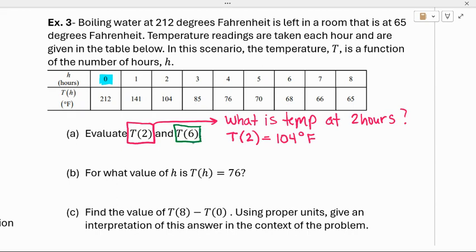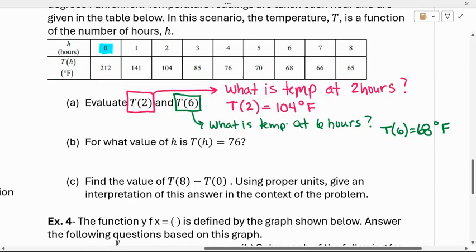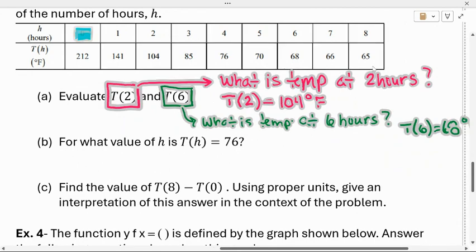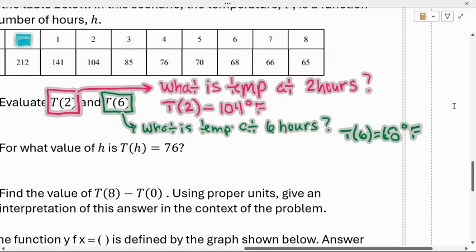This T of 6 is saying, hey, what is the temp at 6 hours? And again, I'm writing this out because I want you to know what it's really asking you. What is the temperature at 6 hours? So T of 6 is what? I heard someone just say it. Yeah, good job, Kylie. It's 68 degrees Fahrenheit. T of 6 is 68 degrees Fahrenheit. So after 6 hours, the temperature is 68 degrees Fahrenheit. Okay, we got some crazy stuff going on here.